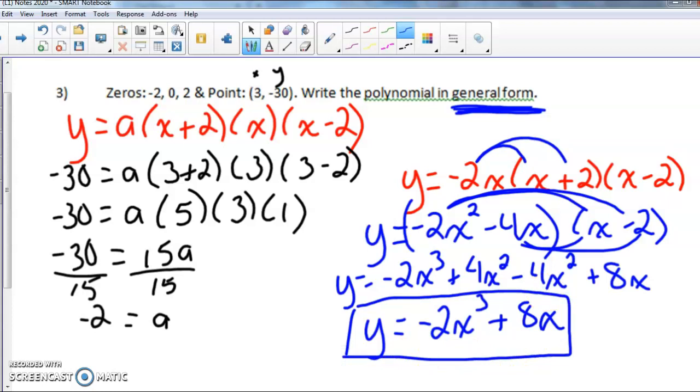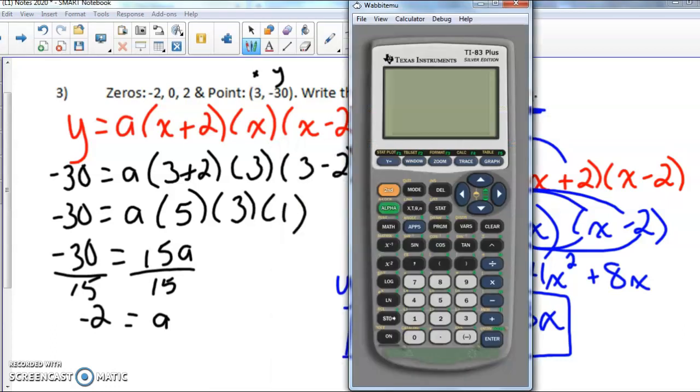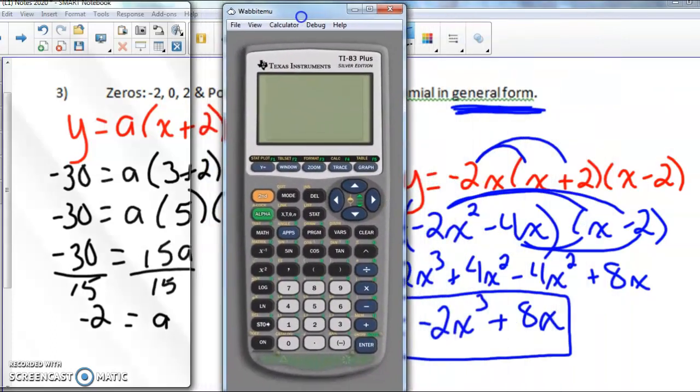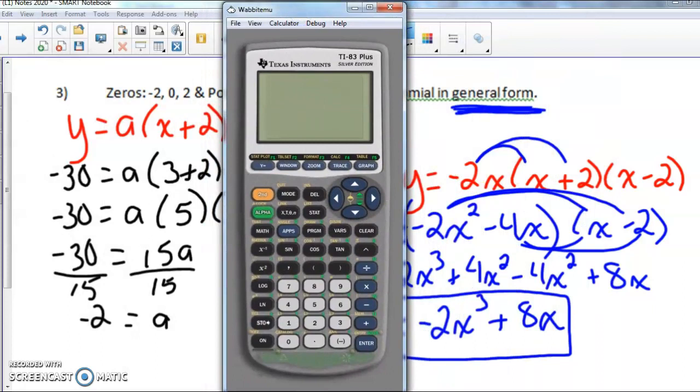Now, if you ever want to check that to see if it's correct, you can go to your calculator. You know some things about this function. It should cross the x-axis at negative 2, 0, and positive 2. So you can go to your calculator and plug in what I think this equation is. So we think it's negative 2x to the third plus 8x. And graph this.